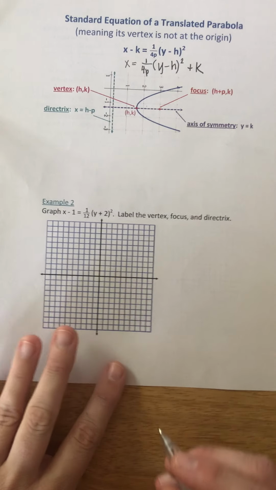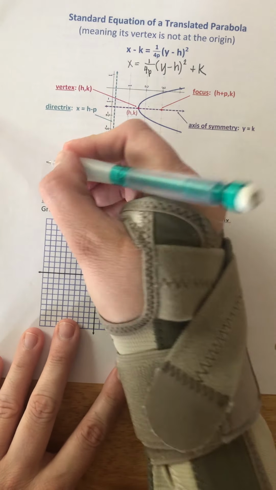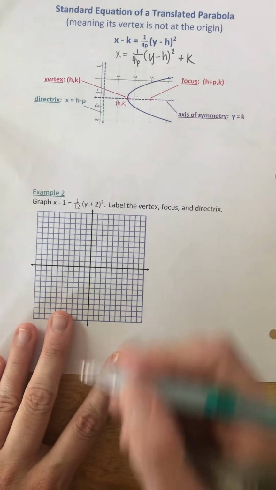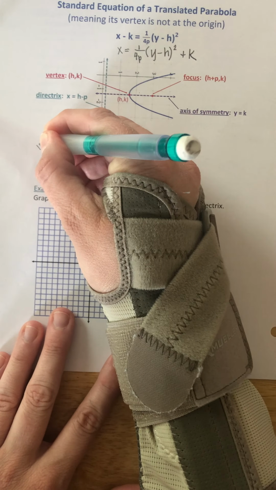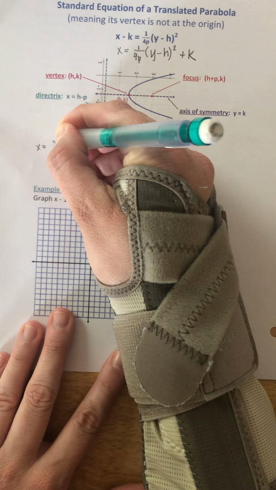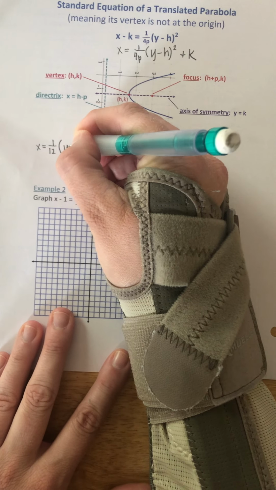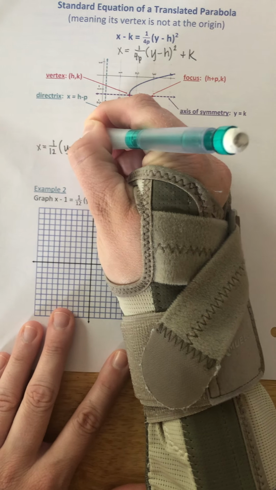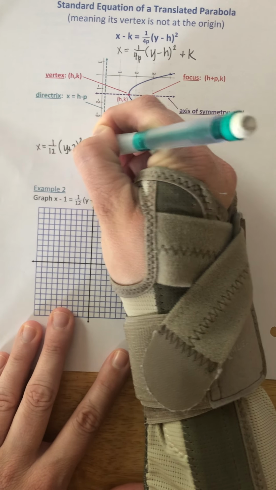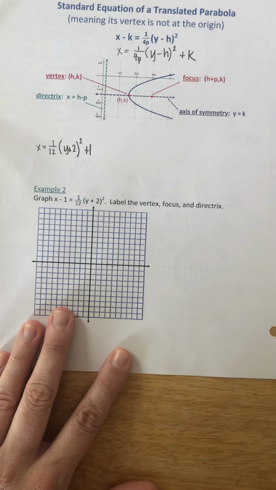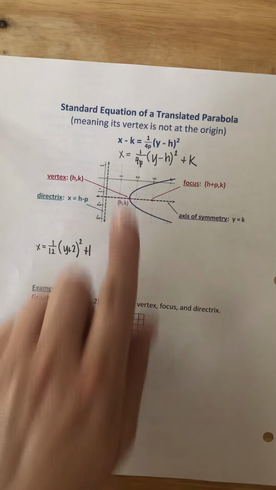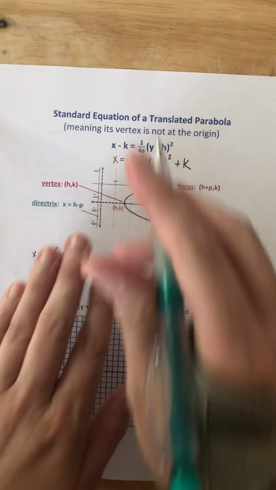So let's take a look at example number 2. I'm going to start by rewriting it. I'm going to add the 1 over to the other side. So I'm going to have x equals 1/12 times (y plus 2) squared plus 1. Oh, real quick, go back up here. I definitely have a typo. Let's fix it, shall we?